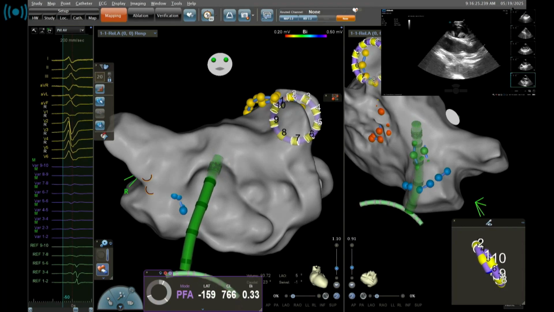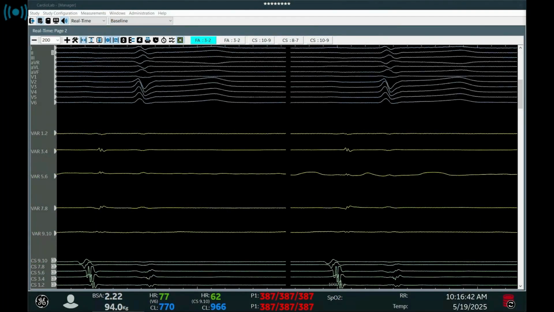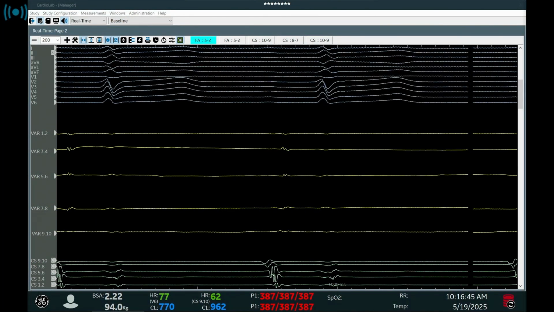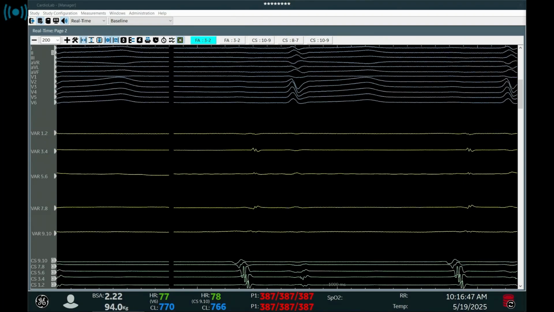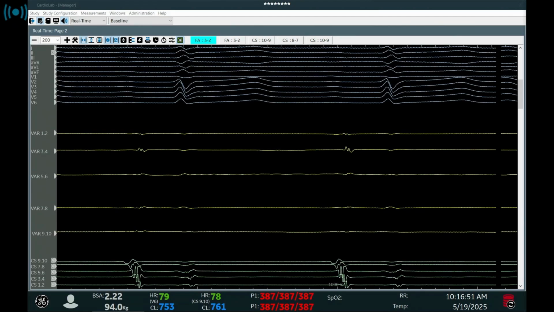So we are in the left superior now. Yes, there are some signals here. Maybe from the appendage. Yes, it's smooth signals, maybe from the appendage. Only on the anterior shape. Yeah, only from the anterior shape.